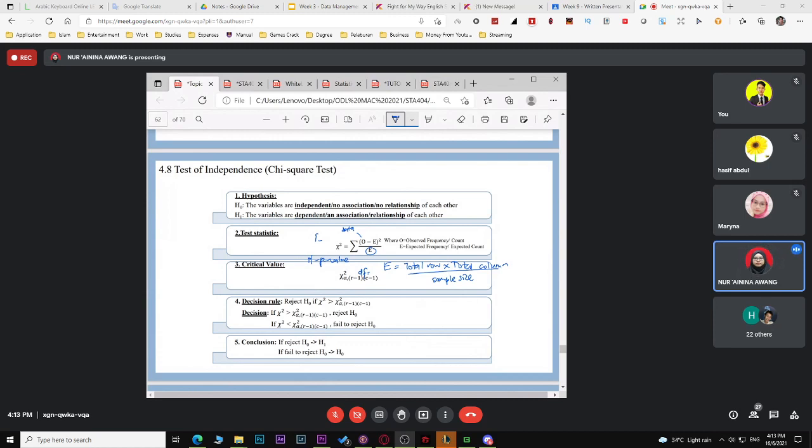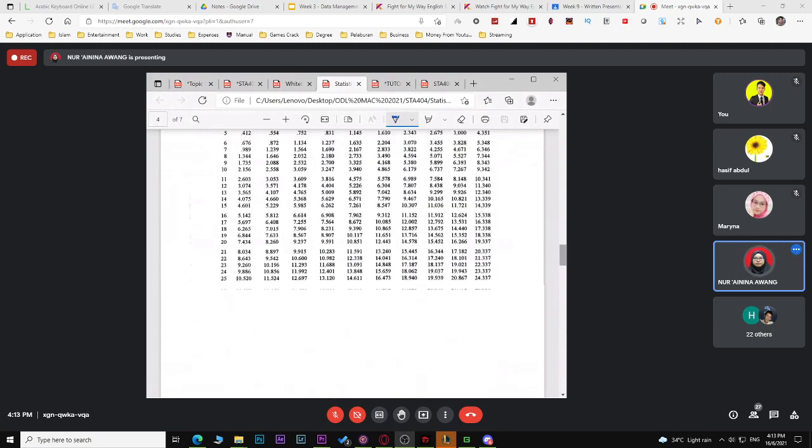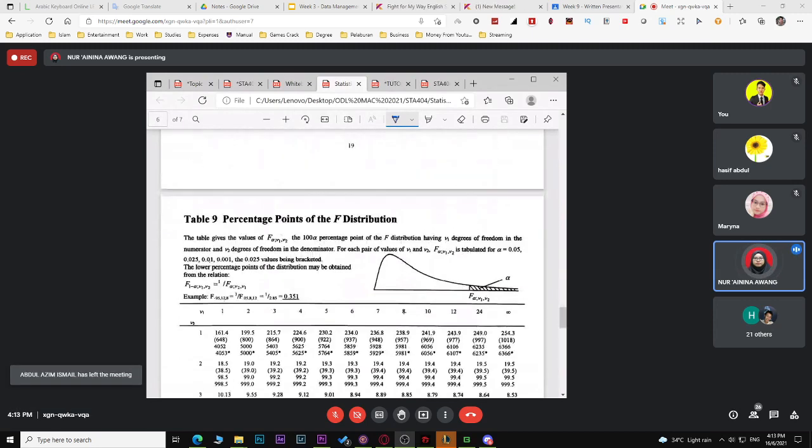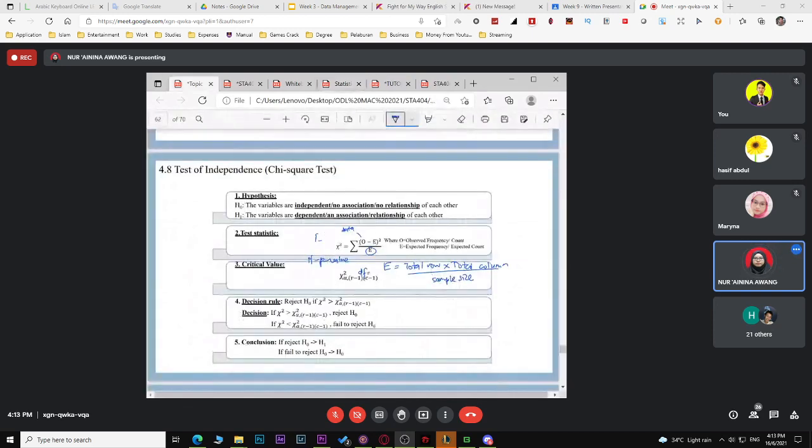Okay, so for the value of your chi-square calculated, if you look at your chi-square distribution, the case is the same as the F distribution. We only have positive values, on the positive side. So to find the value of your chi-square calculated, make sure the value is always positive. The value for your chi-square should be a positive value. If you calculate your chi-square and get a negative value, there must be something wrong with your calculation, so you have to check again. Okay, so for your critical value, this is how to find the value.